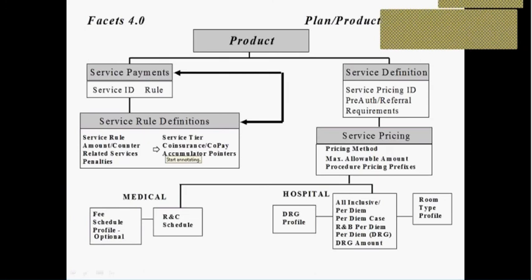And for the pricing part of it, again, there are 2 types, right? One is your professional services, and another one is your hospital or facility services, or professional claims versus hospital claims. For professional claims, all you would need is your fee schedule, the profile optional, then your RNC schedule. So we will be seeing these programs. And similarly for hospital, there's a DRG, which is the diagnostic related groups profile that needs to be defined. Then whether it's a per diem case, etc. And there is a room type profile that would determine the pricing part of it. So there are 2 types here. One is the medical and one is the hospital.